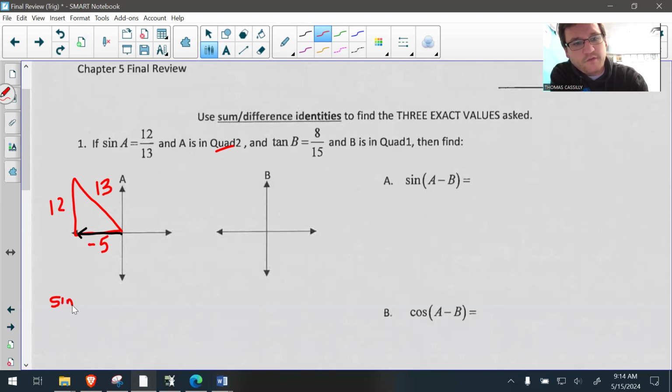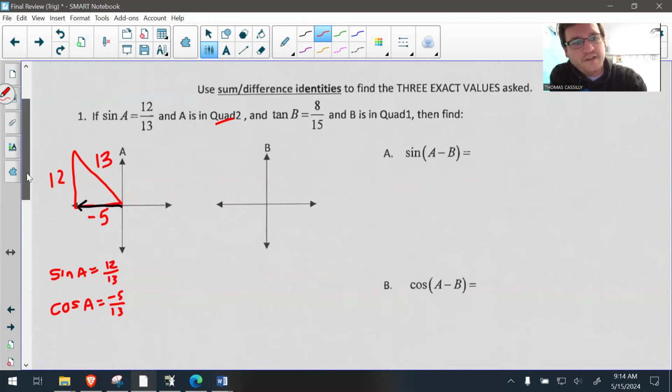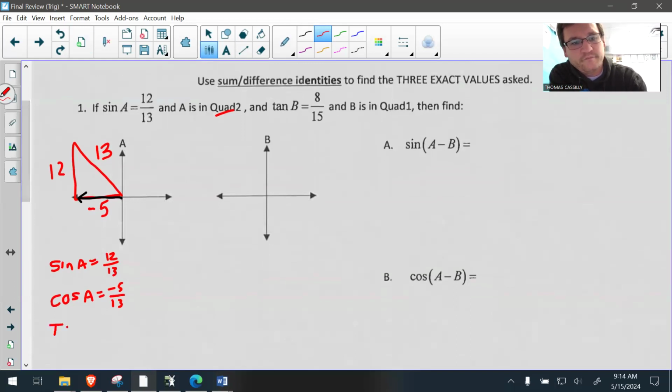That was one that was given to us. The sine of A was equal to 12/13. The cosine of A is equal to -5/13. And then the last one, your tangent of A here is equal to, what do we got here? Opposite over adjacent, so that's 12 over -5. All right, so those are all of your angle A's.